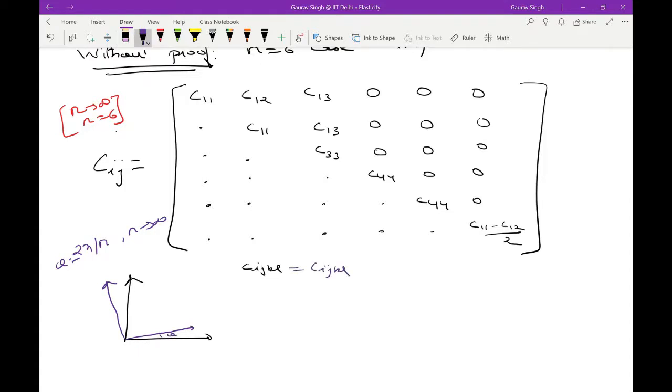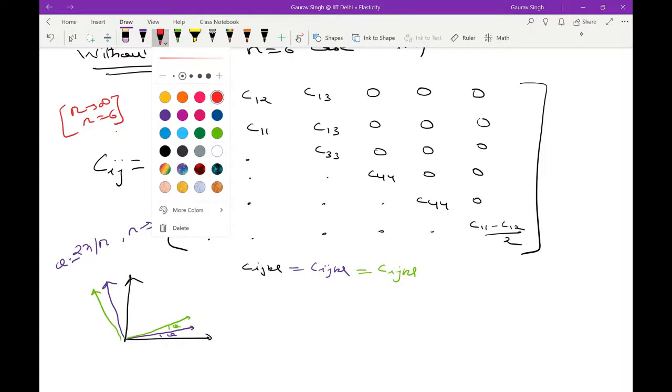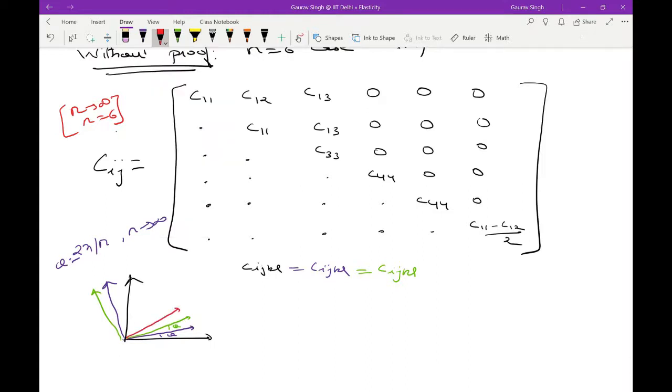Because of this symmetry, the elastic tensor for this very small theta should remain the same. From this new theta, you can take another very small rotation, and this value will also remain the same. From this green theta, take again a very small theta and find the Cijkl, and they should also be the same. So this is what is happening. This would imply, and you can keep on doing this until you sweep the entire 2 pi angle.